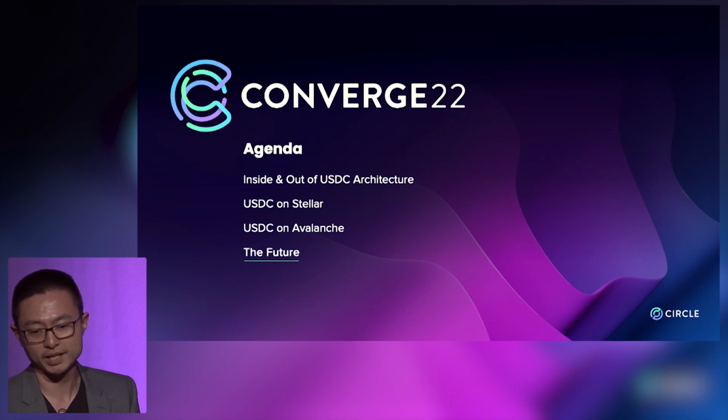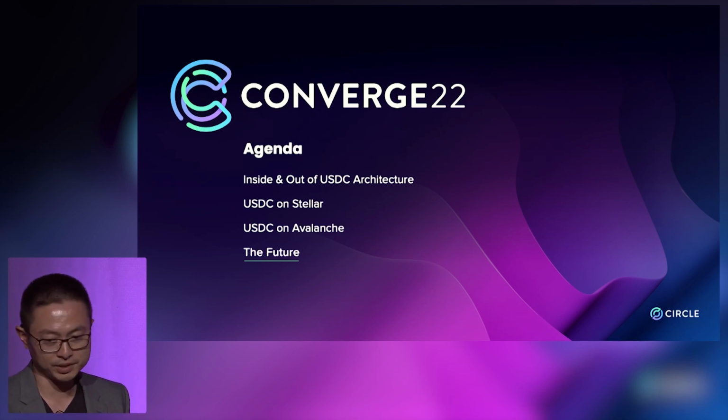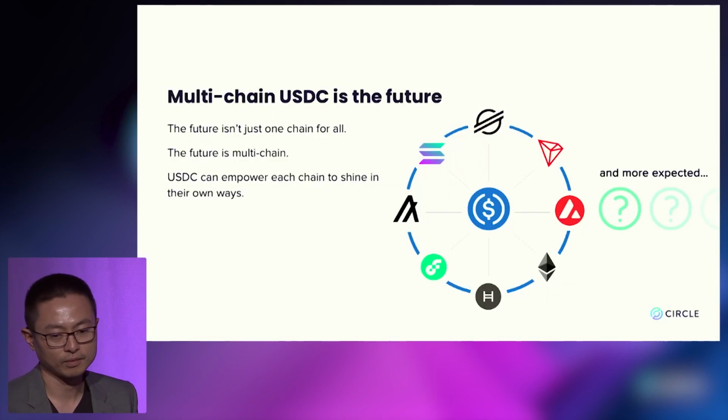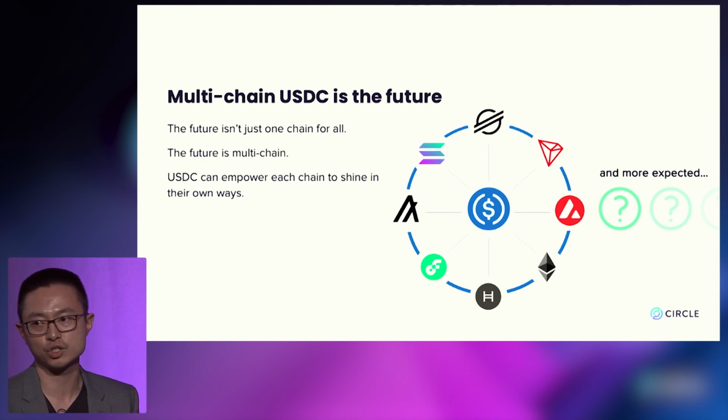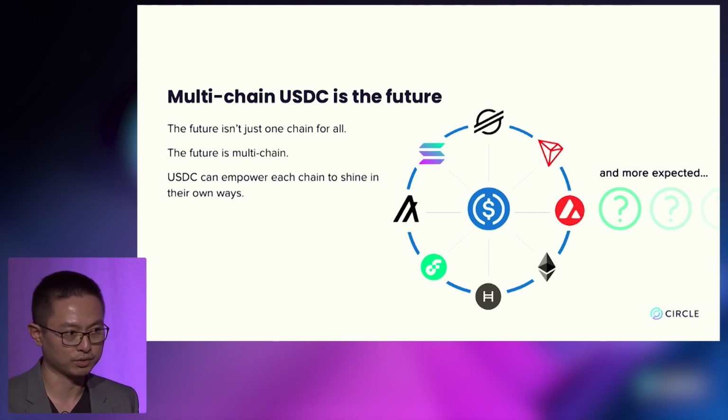All right, let's do a recap. We talked about USDC architecture, USDC on Stellar, and USDC on Avalanche. We hope you enjoyed the talk and learned something. If there's one thing we want you to take away today, multi-chain USDC is the future. The future isn't just one chain for all. The future is multi-chain. And USDC can empower each chain to shine in their own way.